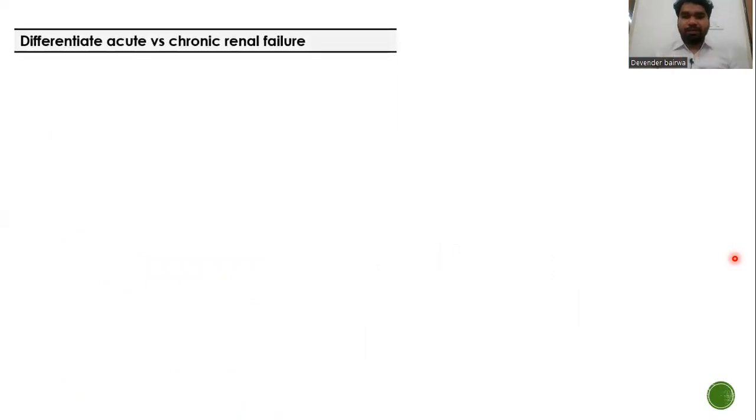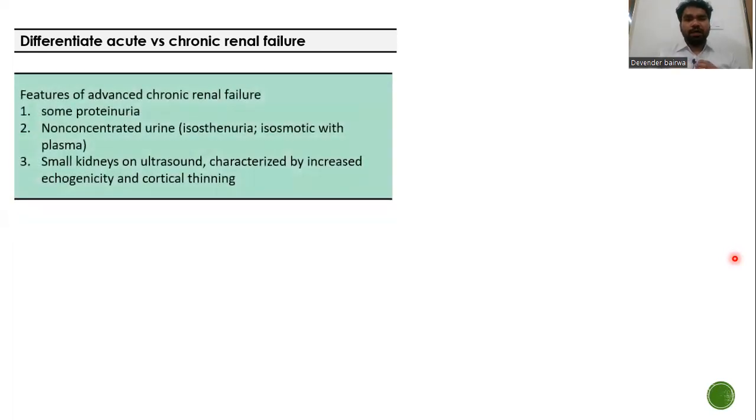So let's say a patient has come to you with some kind of renal dysfunction: urea is high, creatinine is high, urine output is low. How can you differentiate whether the patient has had renal failure for a long time, meaning chronic renal failure, or has developed it acutely? There are a few soft pointers which can differentiate acute versus chronic renal failure. In chronic renal failure, you will always get some kind of proteinuria, roughly equal to 500 milligram or 1 gram of protein per gram of creatinine.